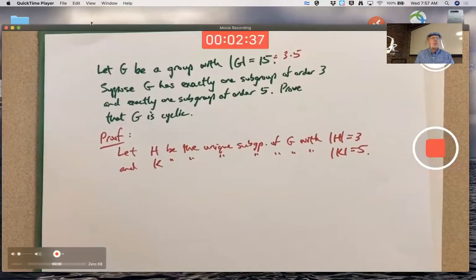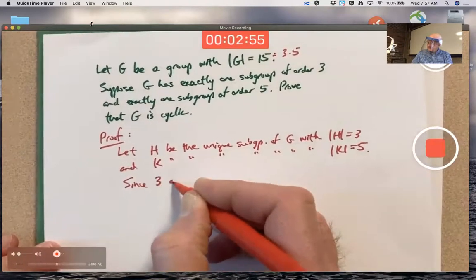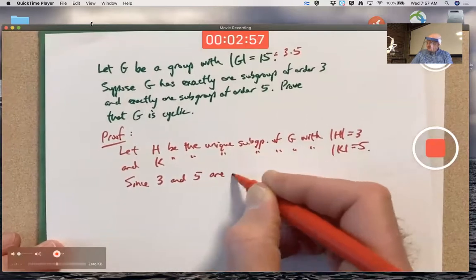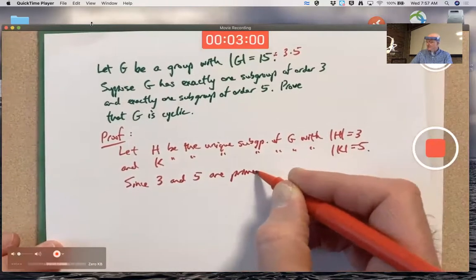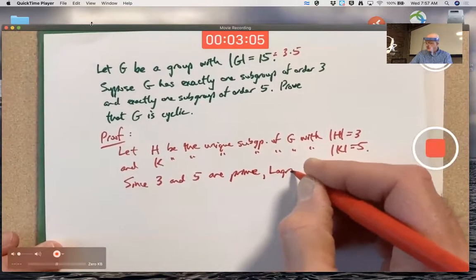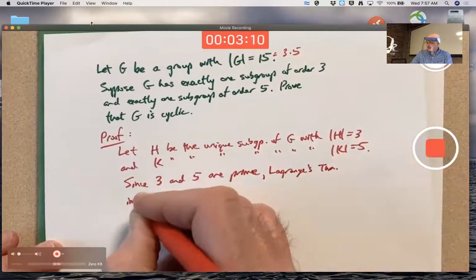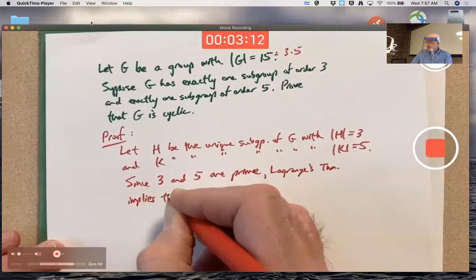3 and 5 are prime. What can we say about H and K, based on the fact that 3 and 5 are prime? They are cyclic, right? That's a consequence of Lagrange's theorem. It was one of the corollaries. Since 3 and 5 are prime, by a corollary of Lagrange's theorem, or you could just say Lagrange's theorem, implies that H and K are cyclic.